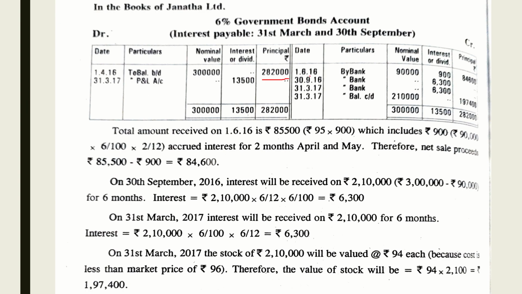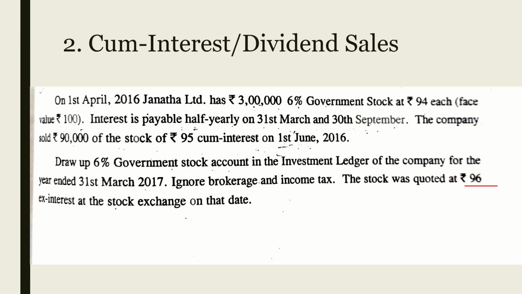1st June 2016 by bank. So rupees 90,000 debentures or government bonds were sold. So nominal value is 90,000. And that was on a cum interest basis. The sales happened on 1st June 2016. When was the last time the interest payment was done? On 31st March 2016. So how many months are there? April, May. It is on 1st June. So there are 2 months between the recent interest due date and the sales date.